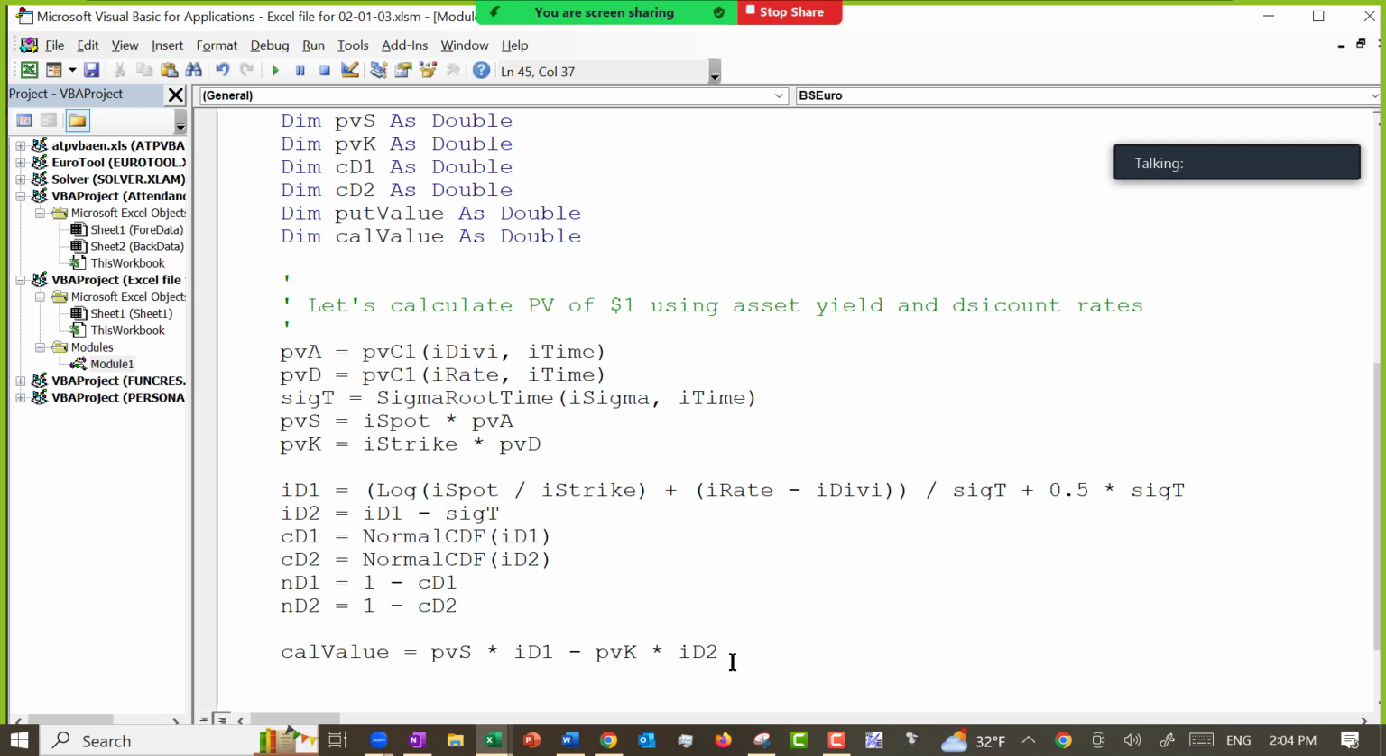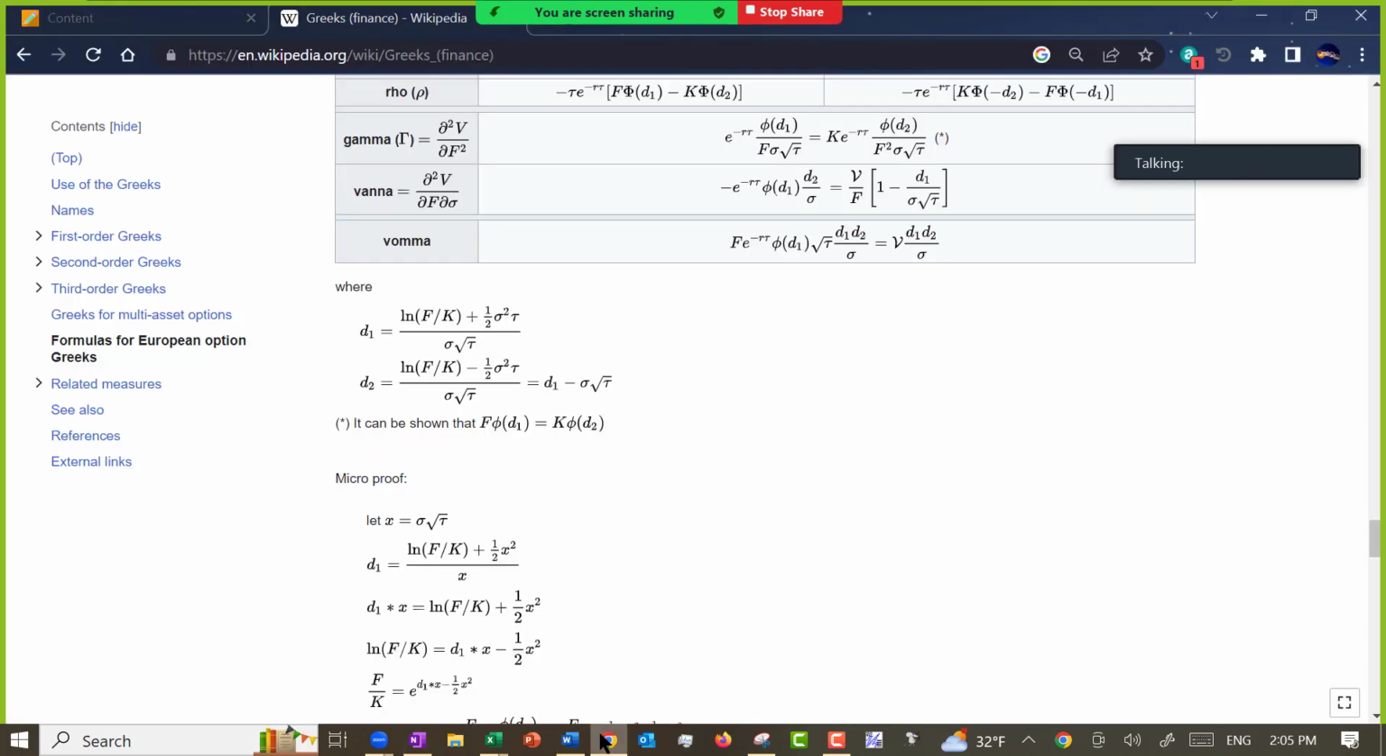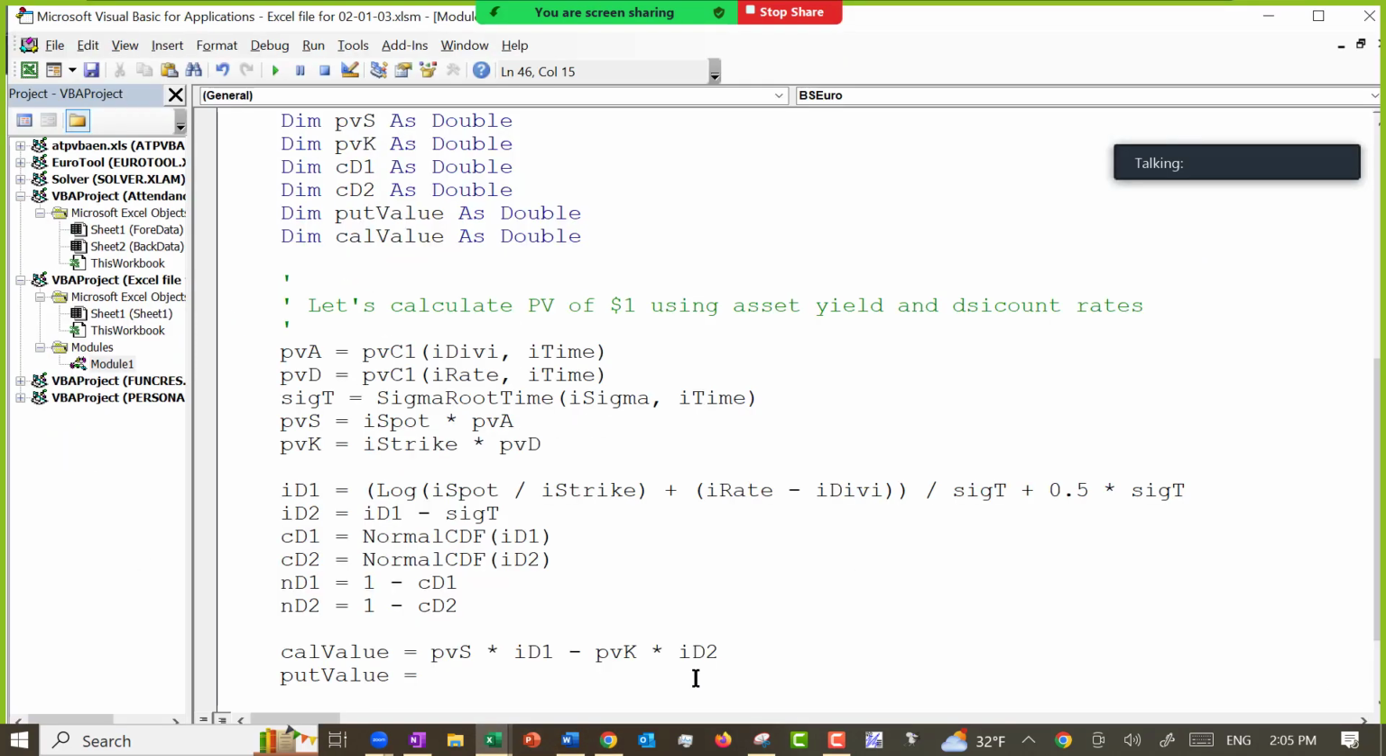Put value, going back to formula, PVK times CDF of negative D2, which is ND2, and PVS times ND1. Okay, we got the values done, right?